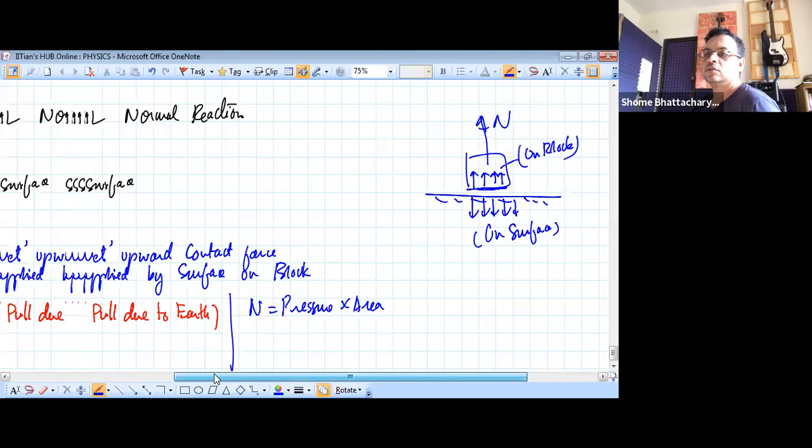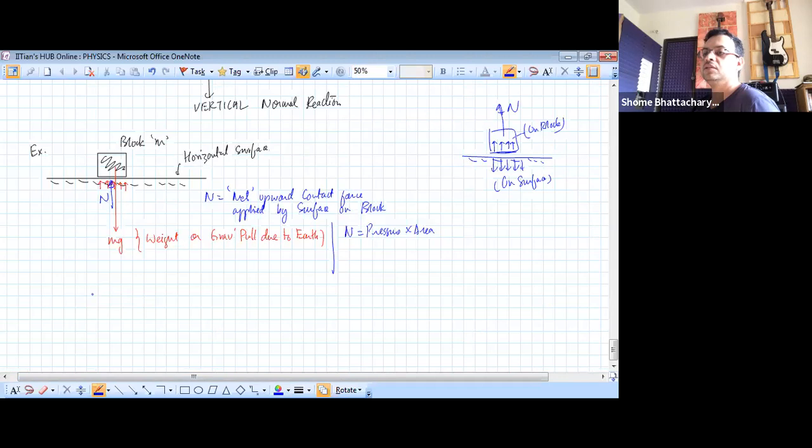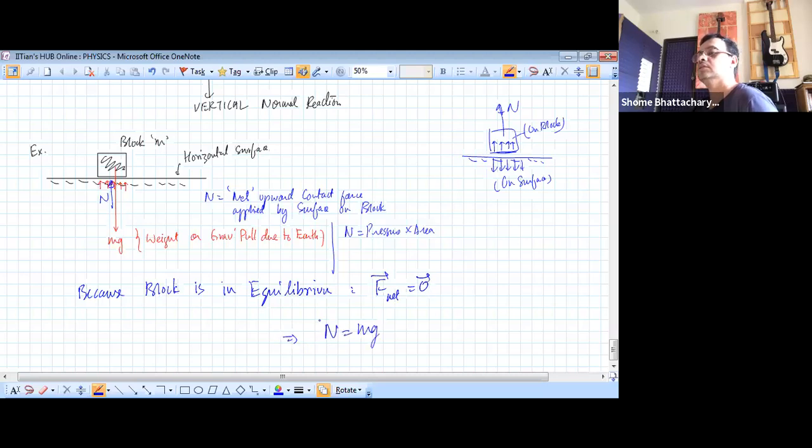You understood now? So in this case, what will happen? The normal reaction will be, because the block is in equilibrium, that means the net force on it should be 0. So the normal reaction is exactly equal to mg. That means the magnitude of normal reaction N equals the weight.